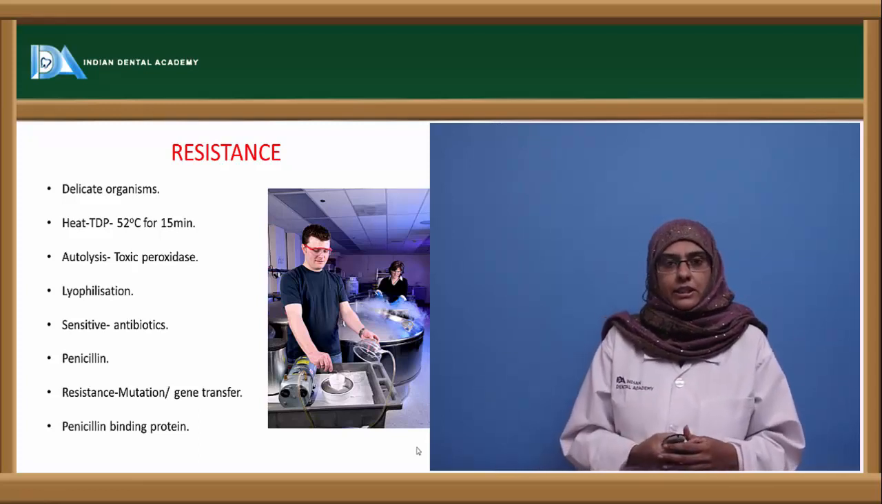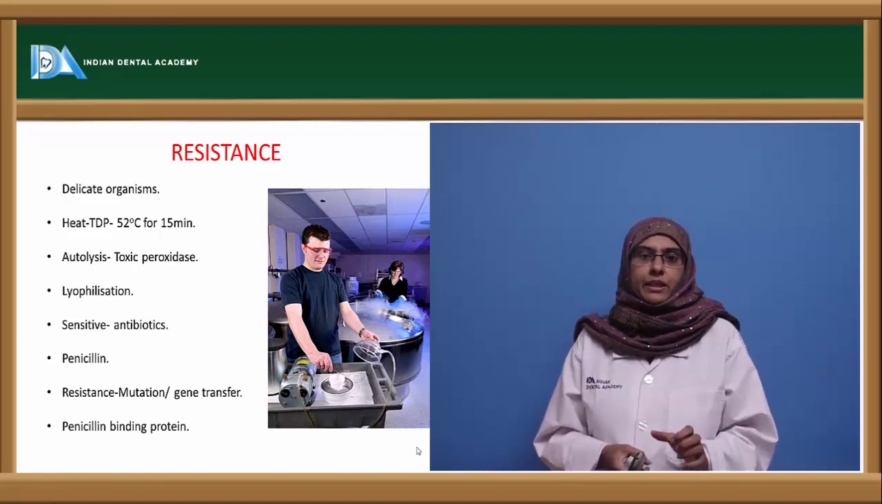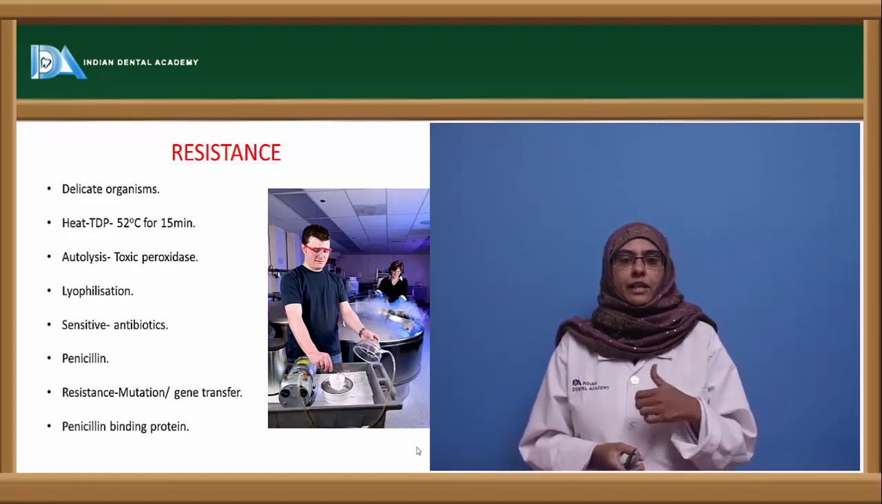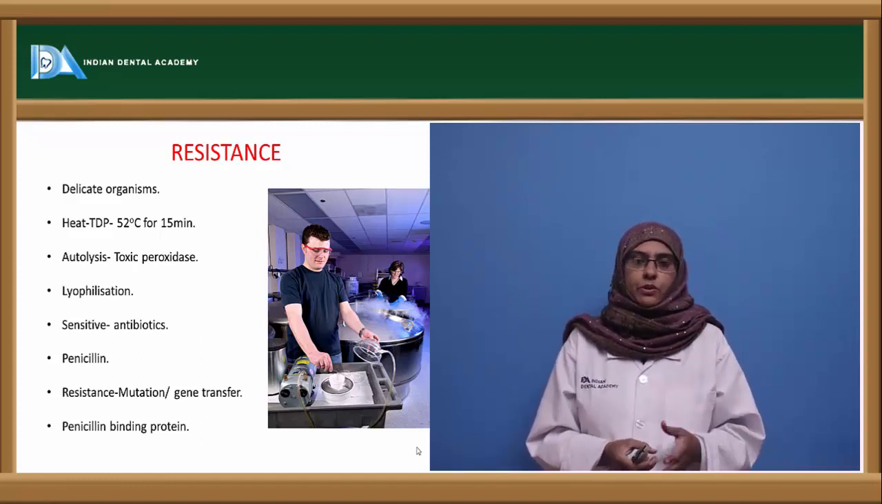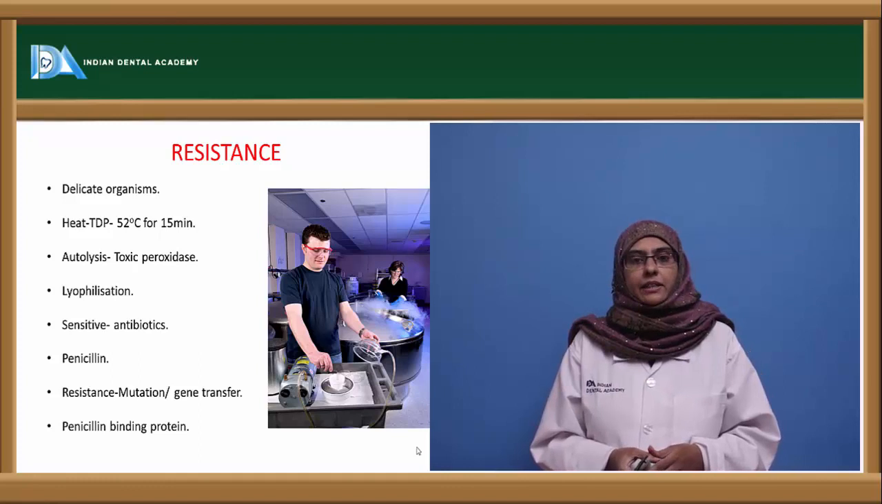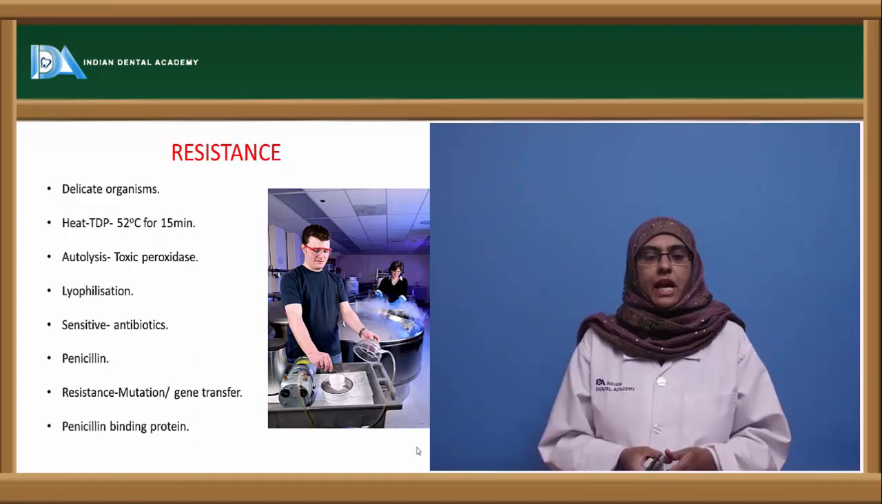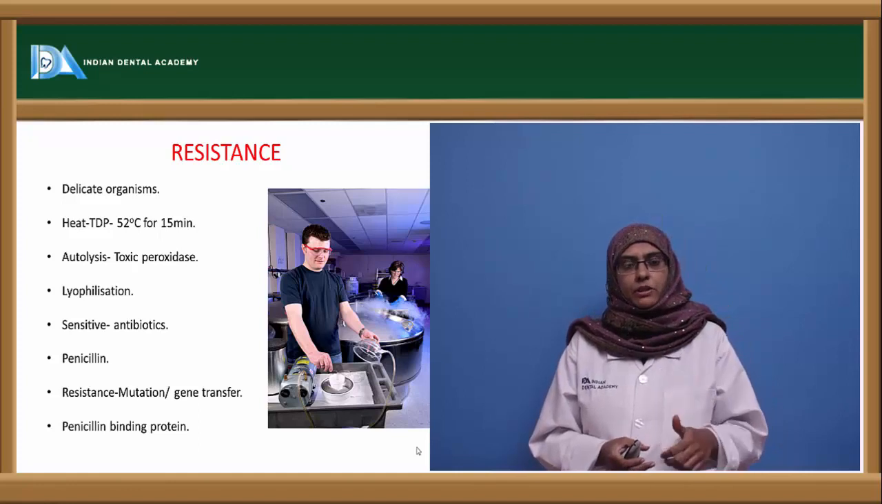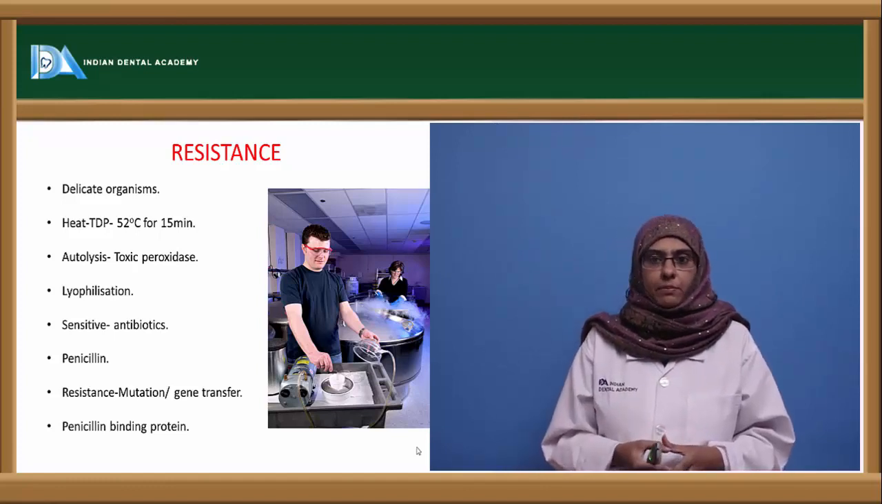So, coming to the resistance, these organisms are highly delicate in nature, and at the thermal death point, they can be easily denatured by heat at 52 degrees centigrade when exposed for 15 minutes, and they bring about autolysis because of the autolytic amidase that is present. And on incubation of this organism for a longer time, they usually die because of the accumulation of toxic peroxide.